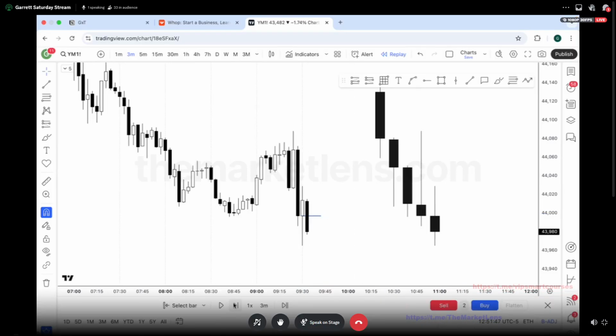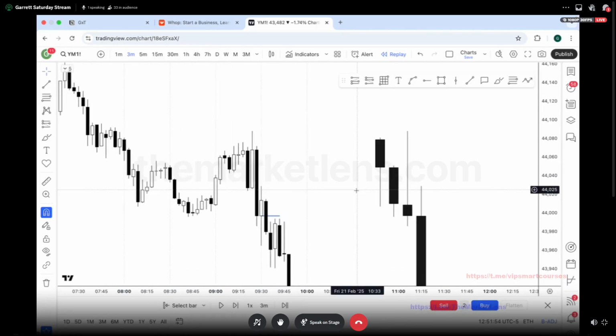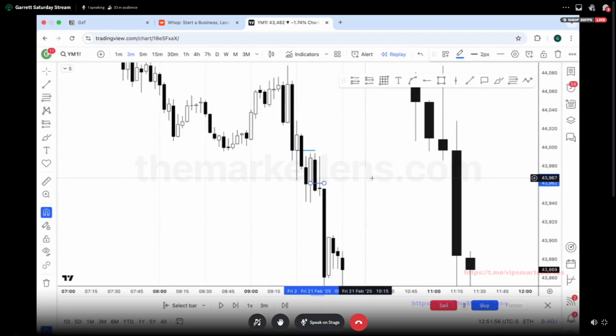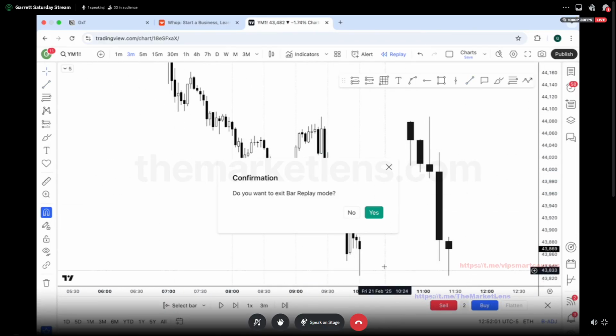Technically, but I don't take these. This could be a valid entry possibly. This high is kind of weird, but that works out, and this as well. It could work, but I took NQ. Let me show you why.